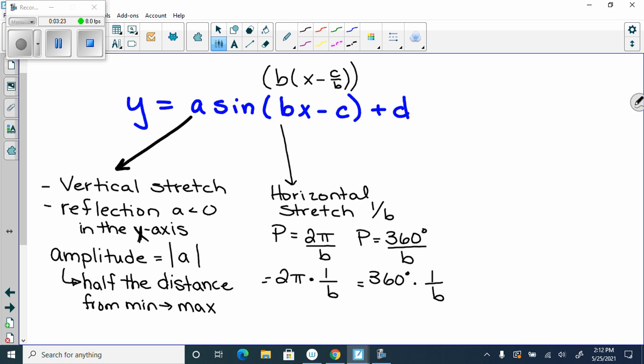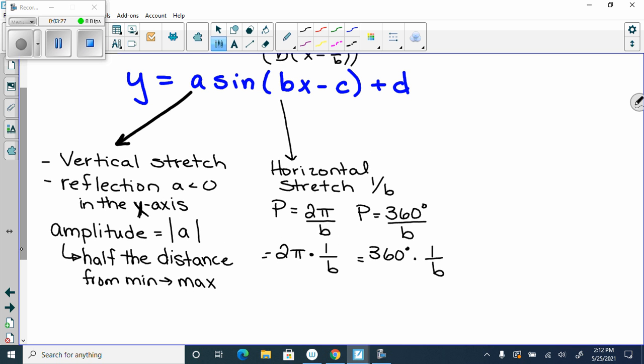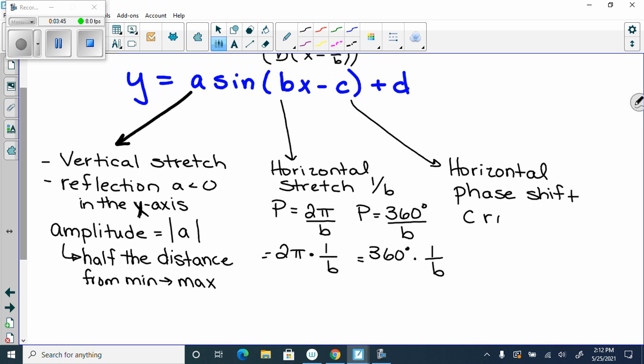And then C gets me, this one's called different things. It's not horizontal translation, it's a horizontal phase shift. C over B. Is that another reflection too? If B is less than 0, there's a reflection in the y-axis.